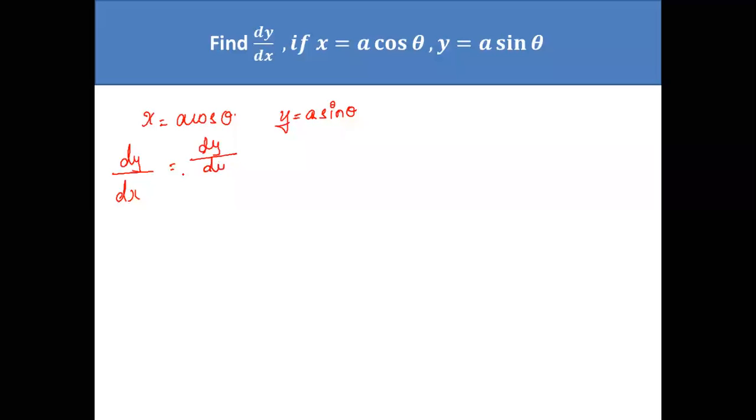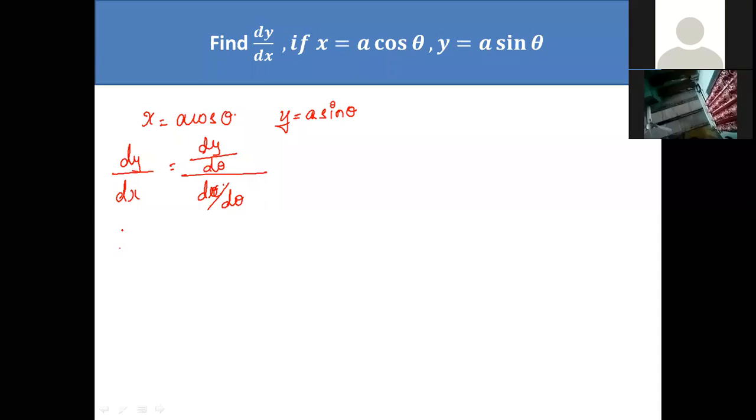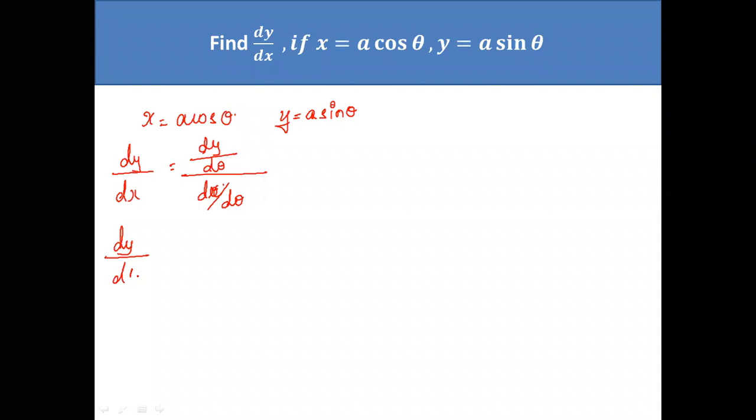That is, you have to differentiate y with respect to theta, and then you have to differentiate x with respect to theta. So first find dy by d theta, that is d by d theta of a sin theta. You can see a is a constant and it is in the form of a product, so you can take a outside. So it becomes a into d by d theta of sin theta.